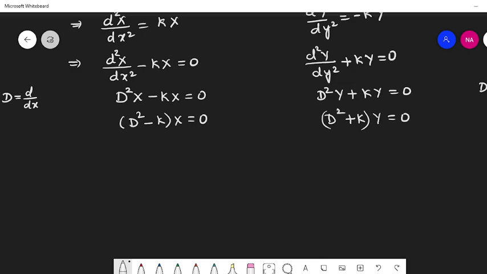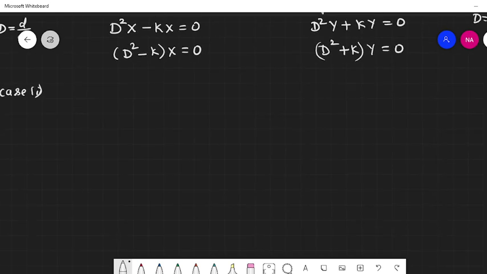Now we have to consider various cases. Case 1. Under case 1 we will consider k to be 0. So put k equal to 0.